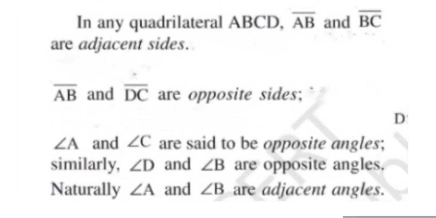In any quadrilateral ABCD, AB and BC are called adjacent sides. AB and DC are opposite sides, and angle A and angle C are said to be opposite angles. Same as angle D and angle B are opposite angles. And we can say angle A and angle B are adjacent angles.